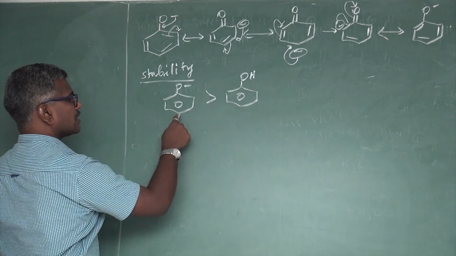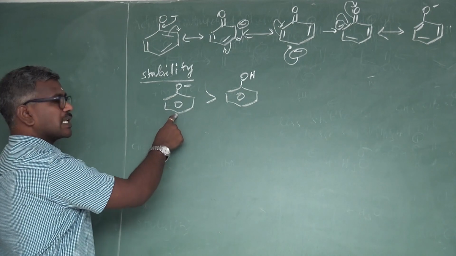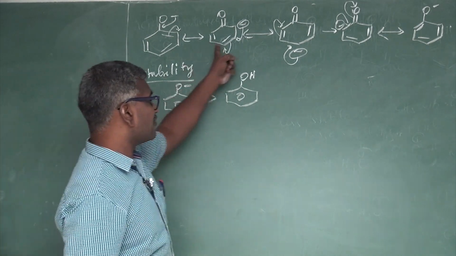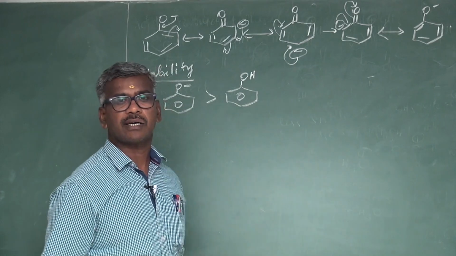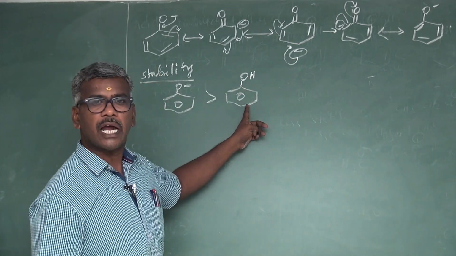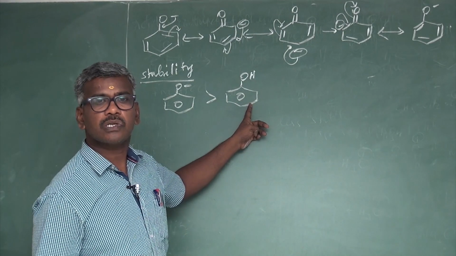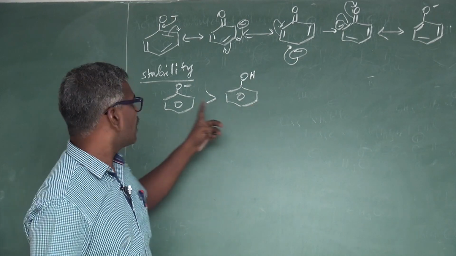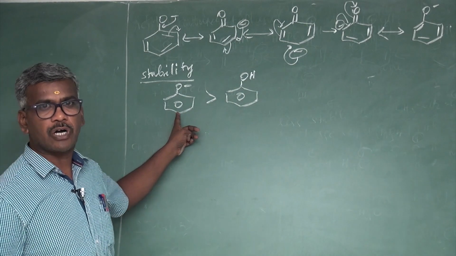This one is a phenol, this one is a phenoxide. Phenoxide is more stable because in the phenoxide compound there is no charge separation, so this compound is more stable. But the phenol is stabilized with resonance that involves charge separation, so it is less stable. A more stable compound is a more reactive compound.